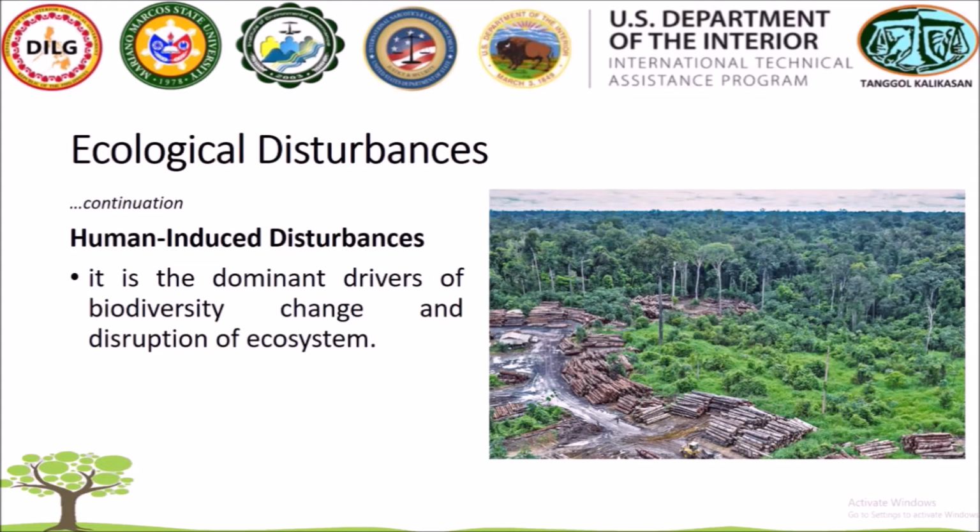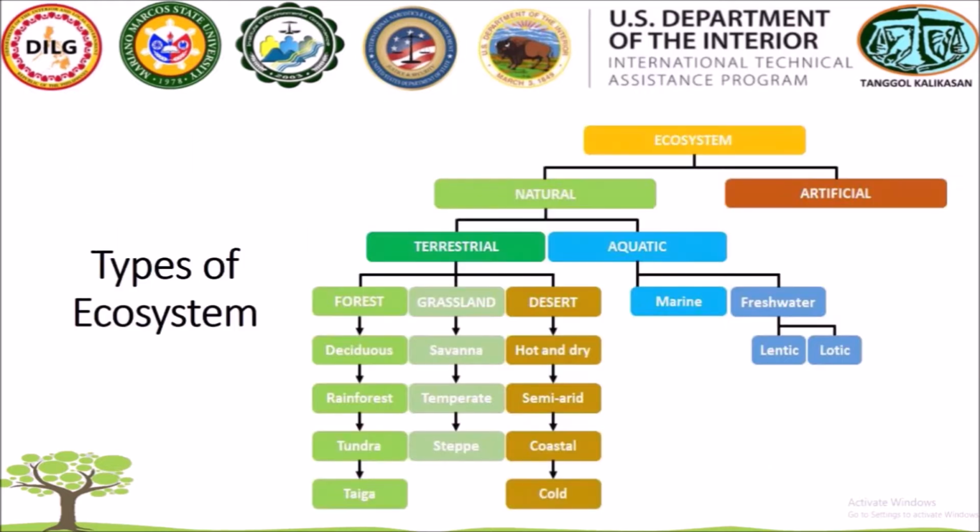Human-induced disturbances are caused by humans. Human activities operate as dominant drivers of biodiversity change and disruptions of ecosystem processes, such as illegal logging, rural and urban development, and road building. The ecosystem, just like what I said earlier, consists of all the living and non-living things in a specific natural setting. Plants, animals, insects, microorganisms, rocks, soil, water, and sunlight are the major components of any ecosystem.